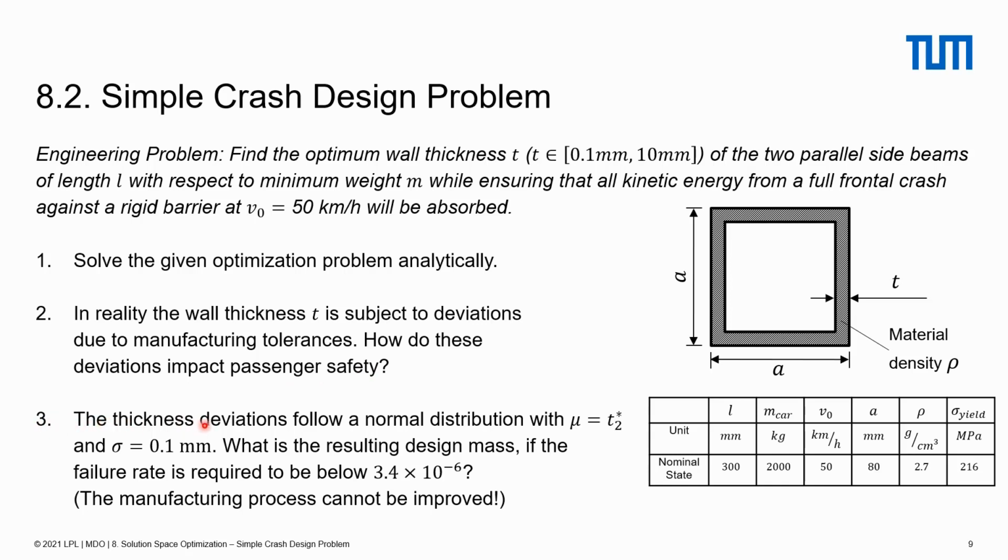Task 3. The thickness deviations follow a normal distribution with mu equals T star and sigma equals 0.1 mm. What is the resulting design mass if the failure rate is required to be below 3.4 times 10 to minus 6?